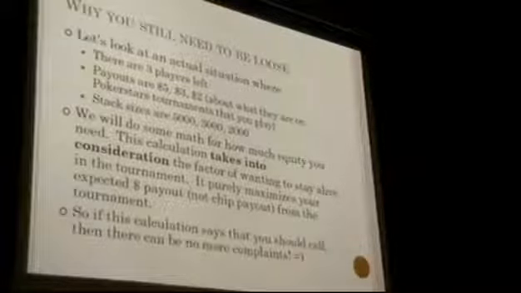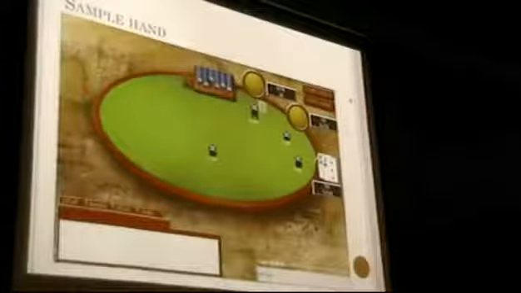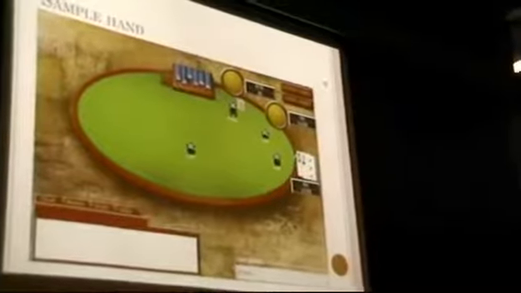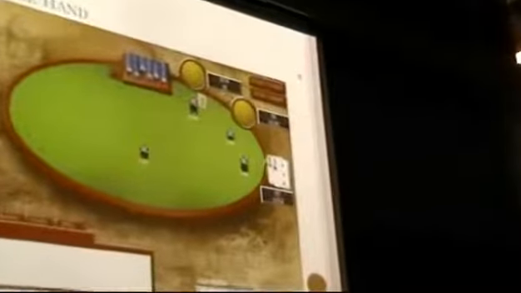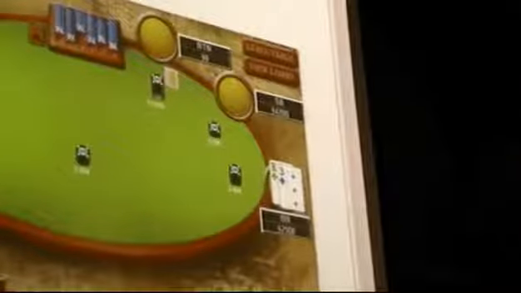So if this calculation says that you should call, this already takes into consideration all factors. There shouldn't be any more complaints about, oh, I want to stay alive in the tournament, because this calculation already takes into account the fact that you want to stay alive in the tournament. So, okay, let's say the situation is this, right? The starting stack sizes are 5,000, 3,000, 2,000. You're the player with 3,000 chips, and the payouts are 5, 3, 2.